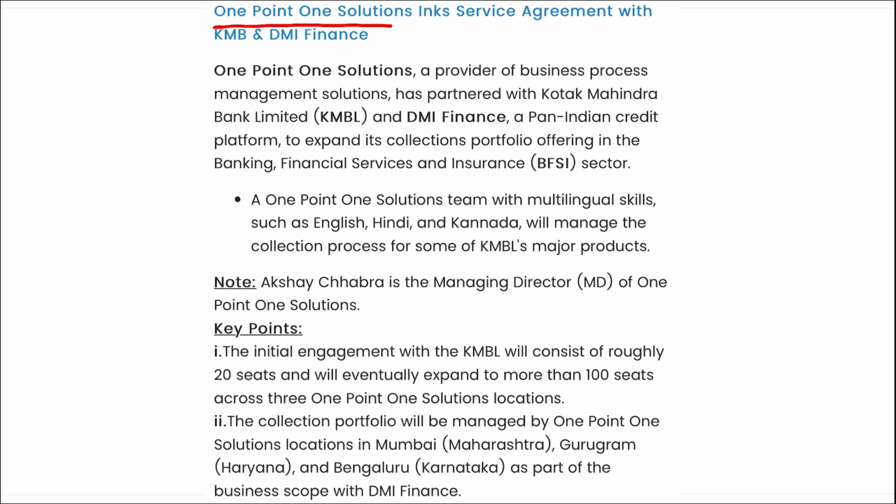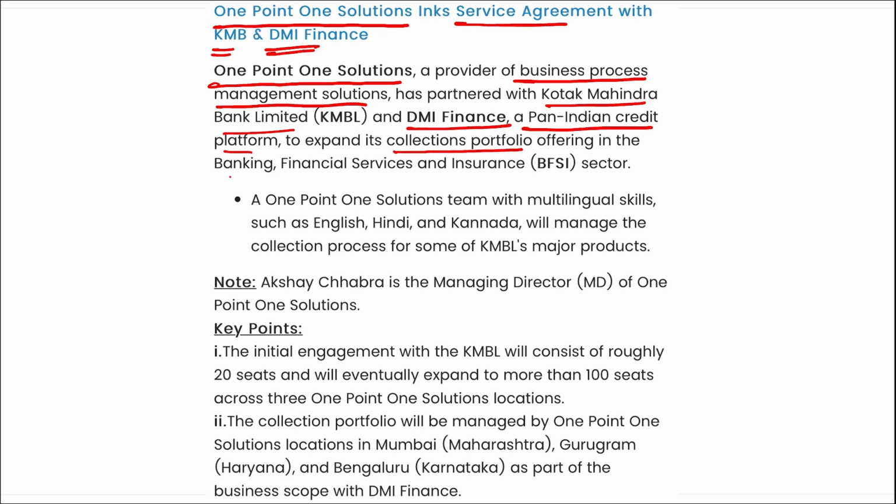Next, 1.1 Solution Inc. service agreement with KMB and DMI Finance. So 1.1 Solution, a provider of business process management solutions, has partnered with Kotak Mahindra Bank Limited and DMI Finance, a pan-India credit platform, to expand its collection portfolio offering in the banking, financial services, and insurance sector. The 1.1 Solution team, with multilingual skills such as English, Hindi, Kannada, will manage the collection process for some KMBL, that is Kotak Mahindra Bank, major products.